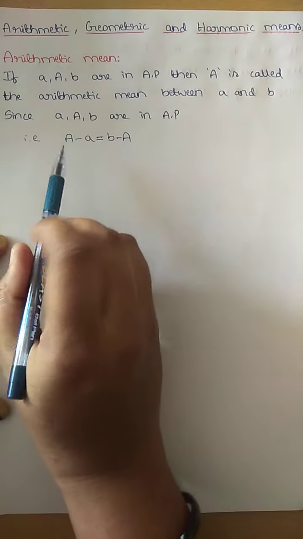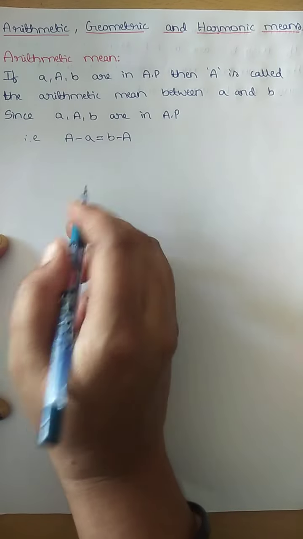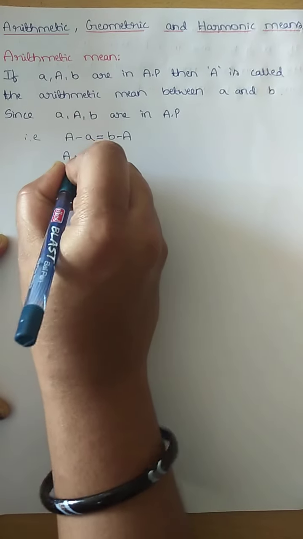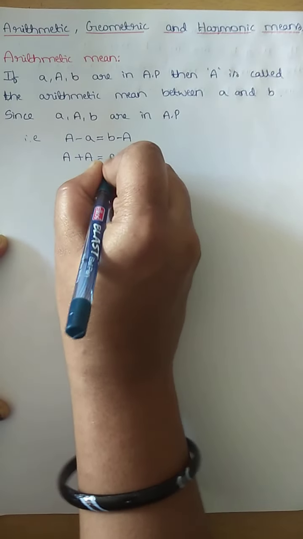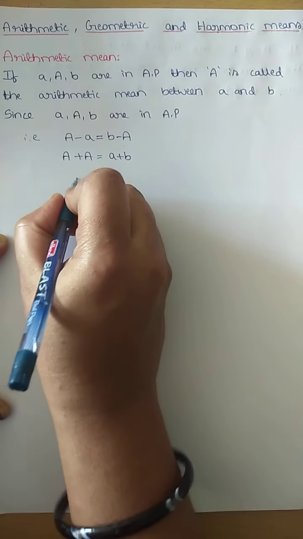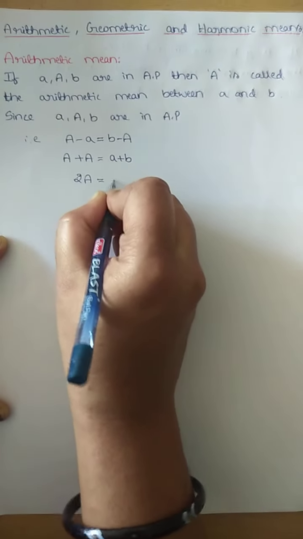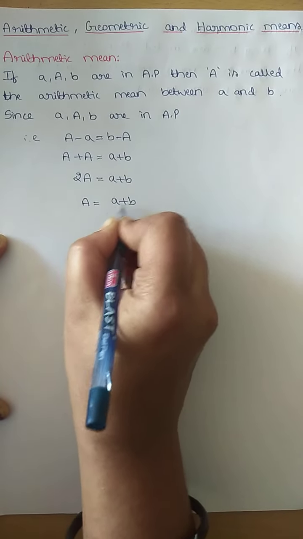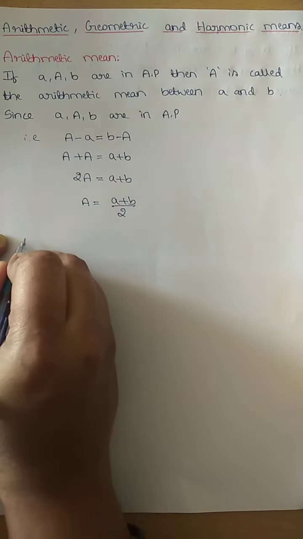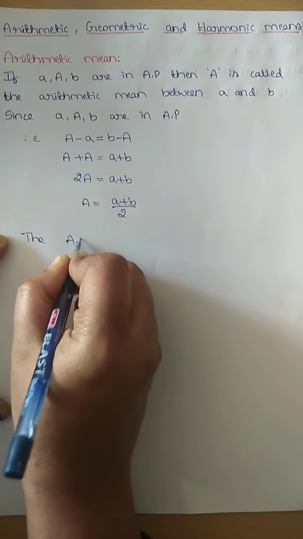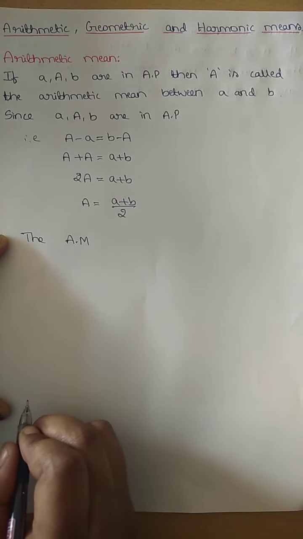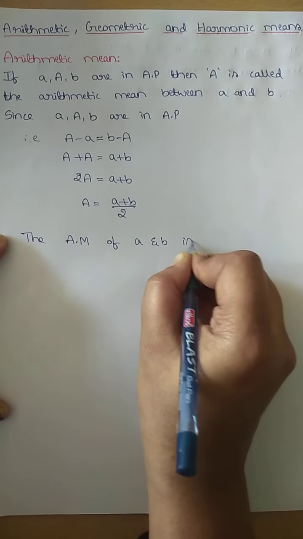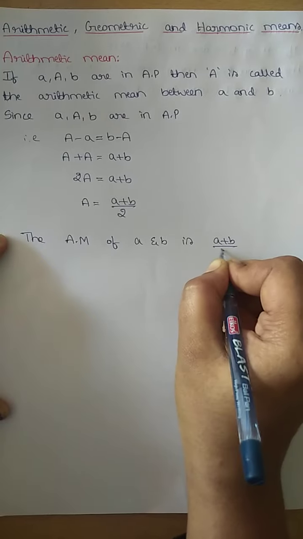Here we are going to find the arithmetic mean, that is, capital A. This minus A becomes plus A, so A plus A equal to a plus b. 2A equals a plus b, so capital A equals (a plus b) by 2. Therefore the arithmetic mean is denoted by A.M. The arithmetic mean of small a and small b is (a plus b) by 2.